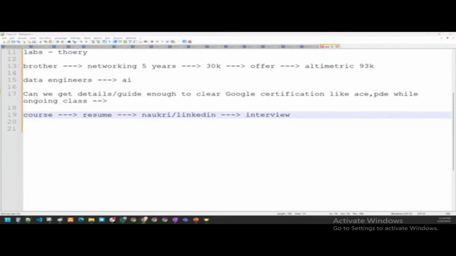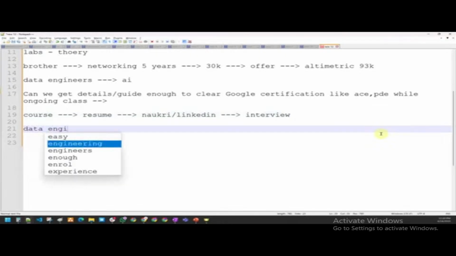Yes, Chandu, do you have any question? Yeah. What is the difference between data engineering and data science? Data science is a whole different thing. You can say data engineering is a foundation, sir. Data engineering is a foundation.